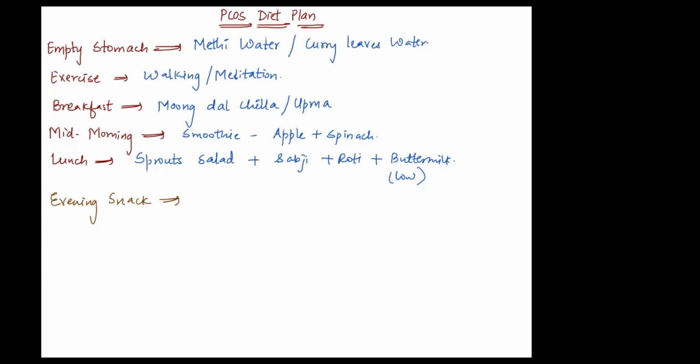Okay, so now when I talk about evening snack, it can be any fruit of your choice. You can top with seeds. This can be seed cycling. You get a chance to add on. Okay, mid evening you can give some tea, either green tea or flaxseed tea.